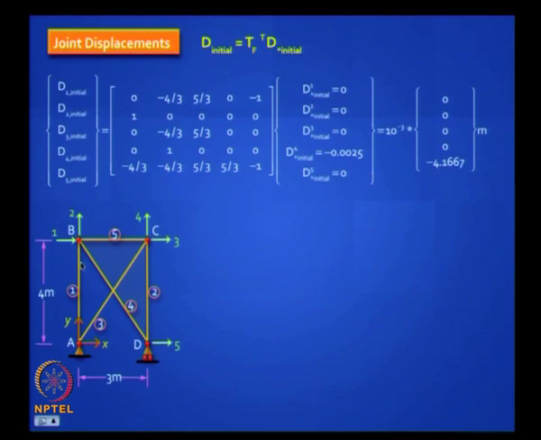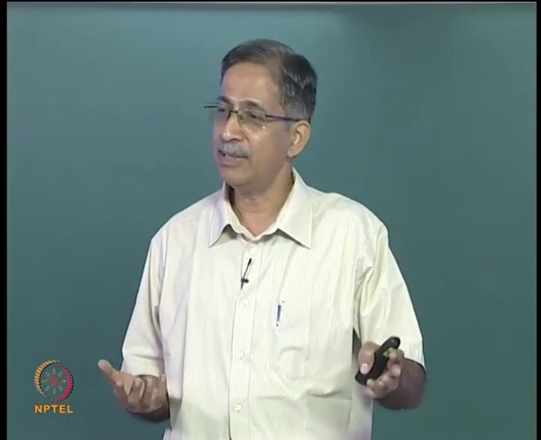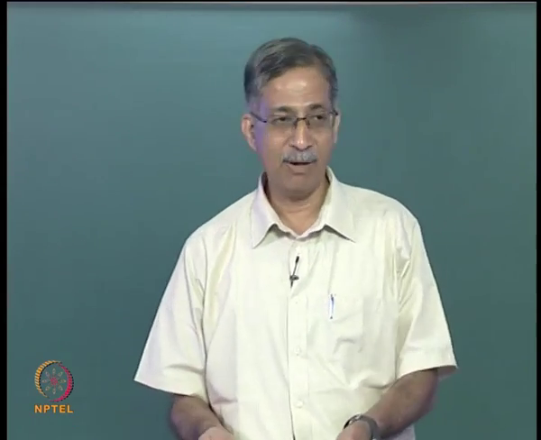That means, the lack of fit in bar 4 is causing a movement of the joint D, all the others D1, D2, D3, D4 are 0. But the beauty about this particular transformation is, let all the bars have arbitrary lack of fit, minus 3 mm, plus 2 mm. I will get the final answer without worrying about the geometry just by pre-multiplying. It is a very powerful matrix.